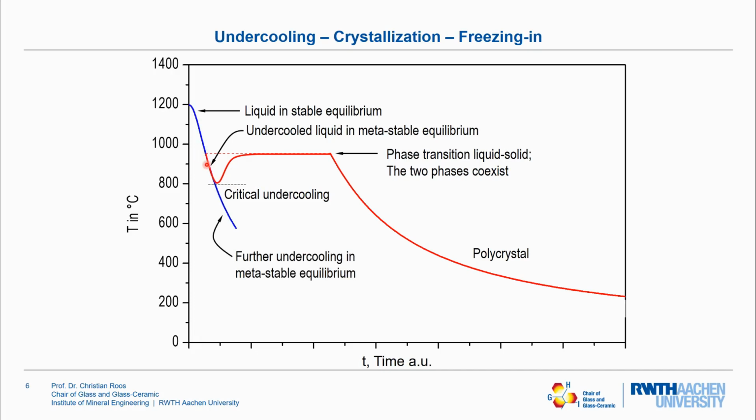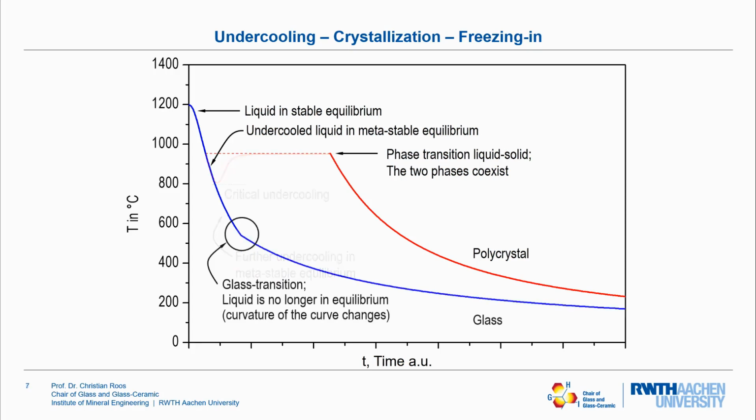If we undercool the melt further below the point where the nucleation can start, we achieve the state of a metastable equilibrium, which we know from glass transformation. And if the undercooling is continued further, we come to the point of the glass transition. After the glass transition, at lower temperatures, the liquid is no longer in a thermodynamic equilibrium and we receive the respective glass.